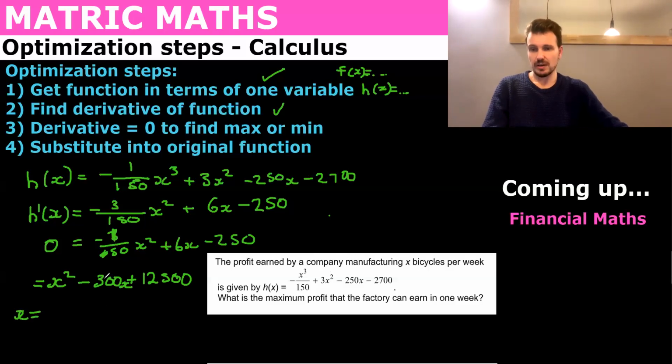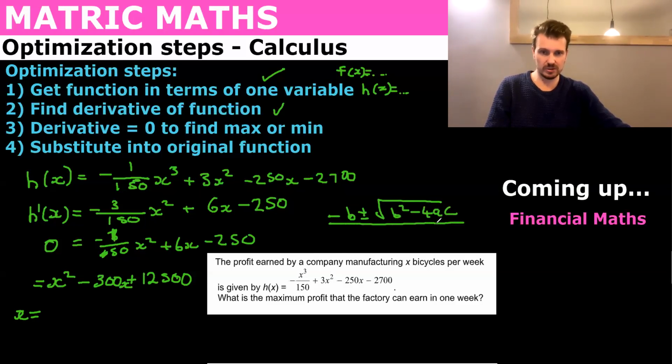It's fine. The quadratic formula is negative b plus or minus the square root of b squared minus 4ac, all over 2a. This is what you use to solve an x squared equation. This is in the back of the exam sheet, so you'll be able to get it there.